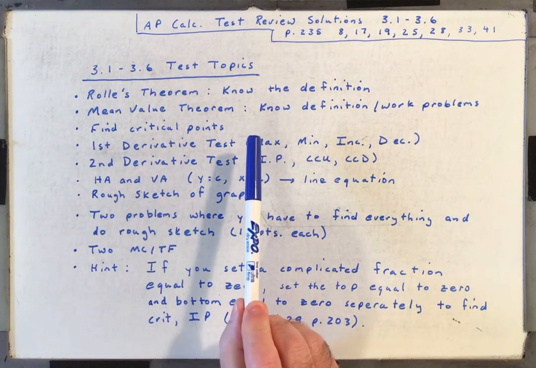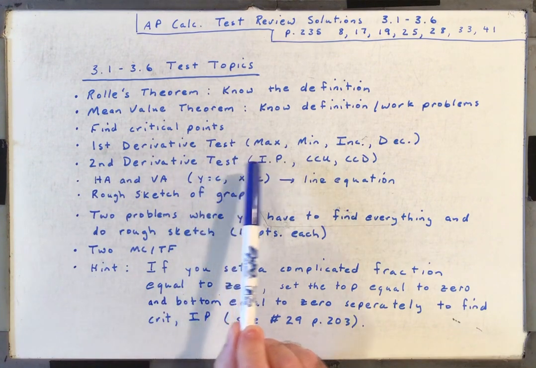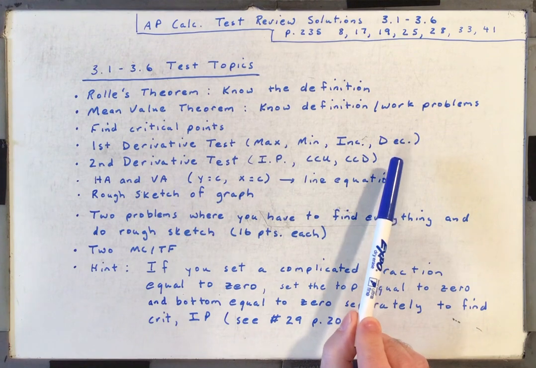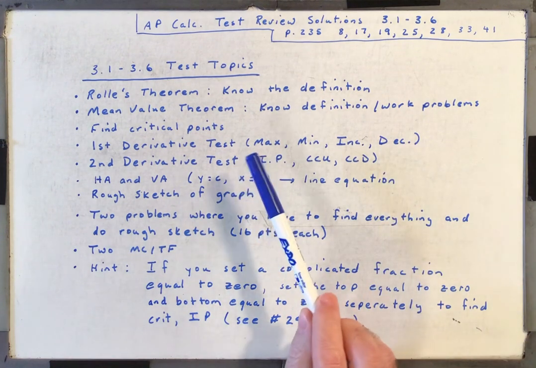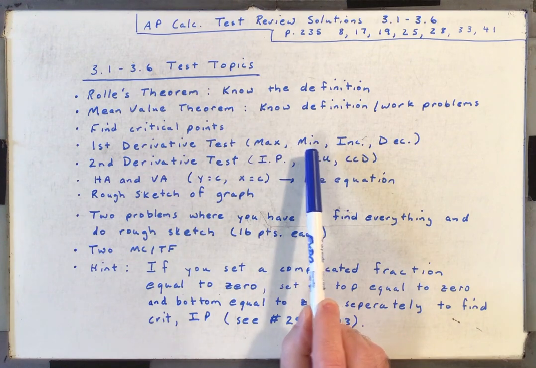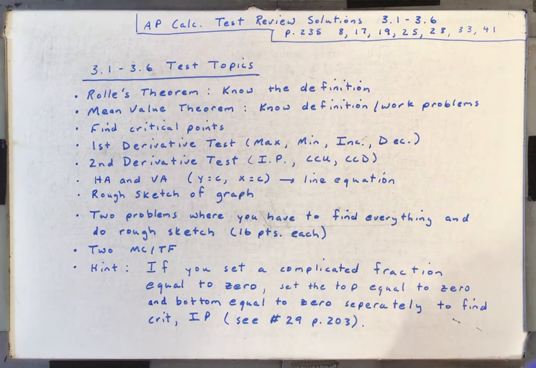Finding critical points, doing the first derivative test where you give me a maximum, a minimum, the increasing and decreasing intervals. And remember, when you give a max and a min, also need to find the y value by plugging the x value into the original equation.